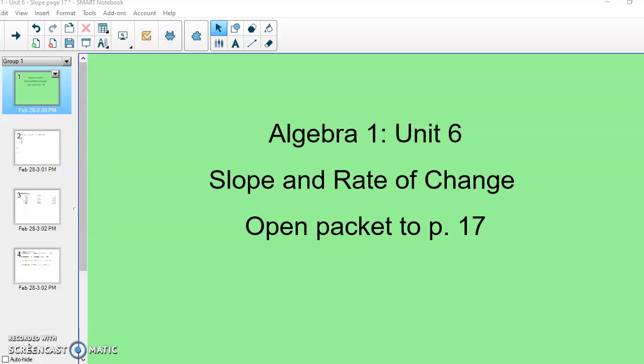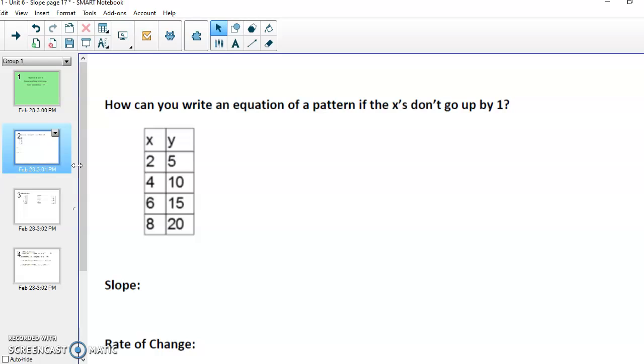Today we are taking what we learned in arithmetic sequences and extending it into another topic called slope and rate of change. But you're going to see it's pretty similar. Please open up to page 17. So first question says, how can you write an equation of a pattern if the x's don't go up by 1?